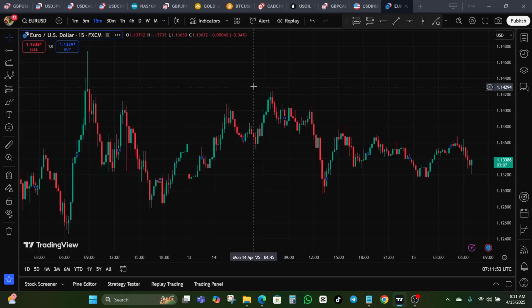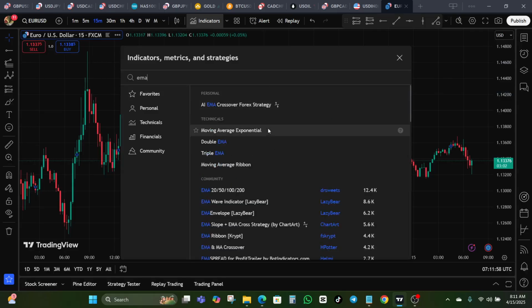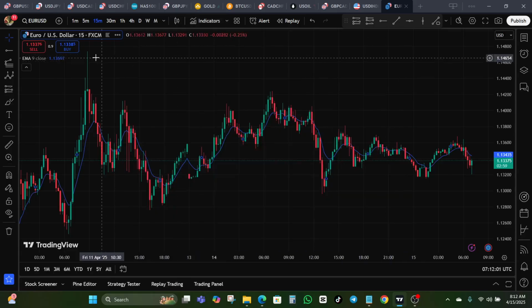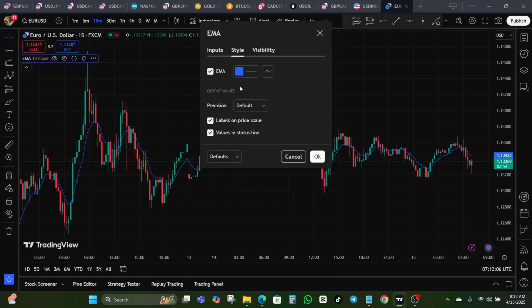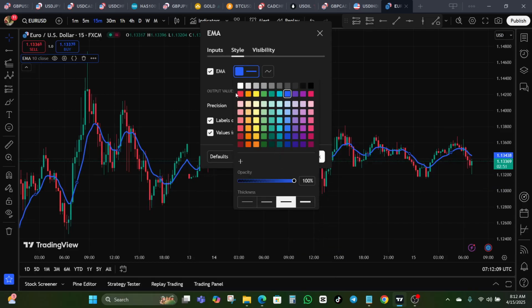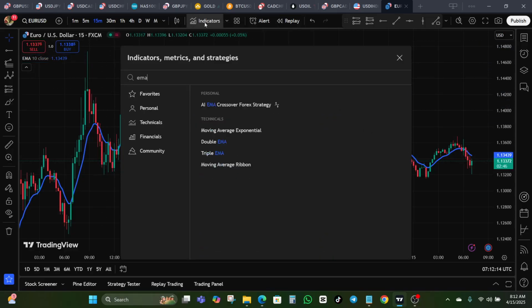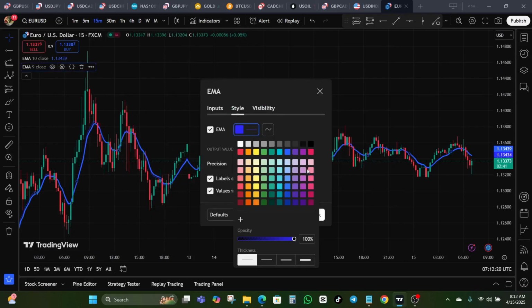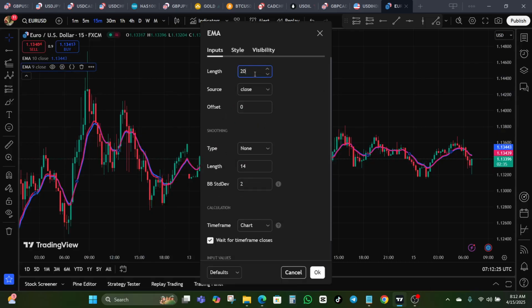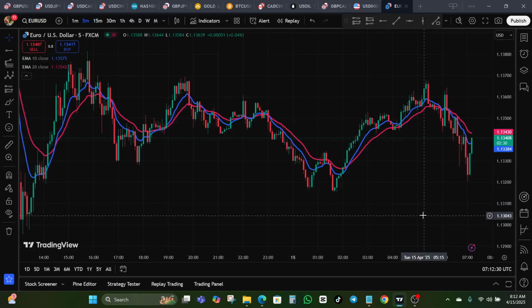All right. So we're going to be adding the 10 and the 20 EMAs to the chart right now. The 10 period exponential moving average and the 20 period exponential moving average. This is the 10 and this is going to be the 20, in a different color for easy identification. We're just going to go to a smaller time frame for now.